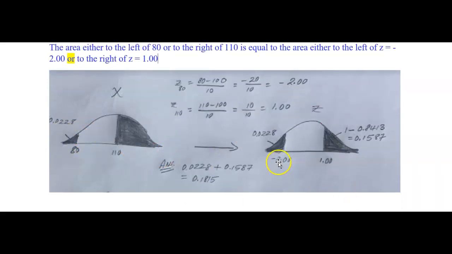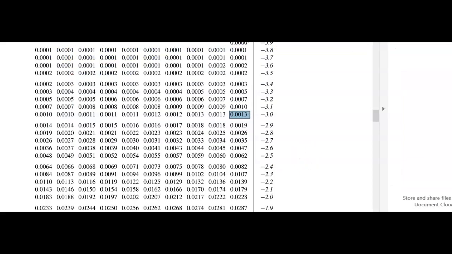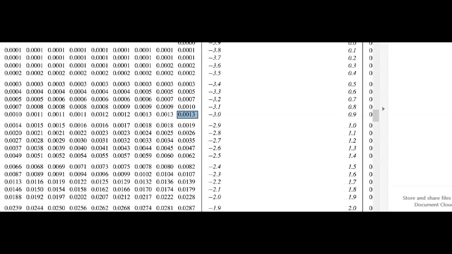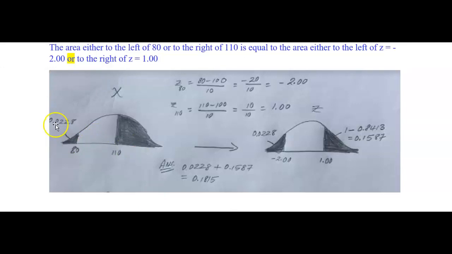We need to find the area to the left of negative 2.00, right? So the area to the left of negative 2.00 is this area here, right guys? Negative 2.00 has this area to its left, right? Negative 2.0, and the first column is 0, so this is the area to the left of negative 2.00. So this little area here is that.